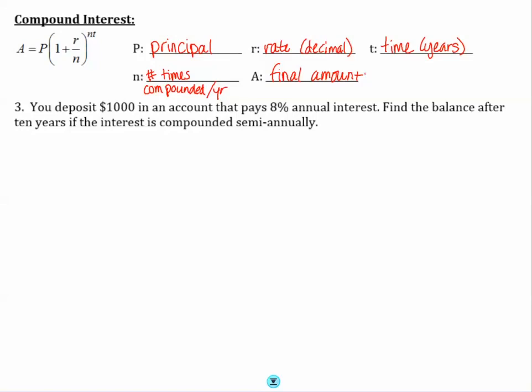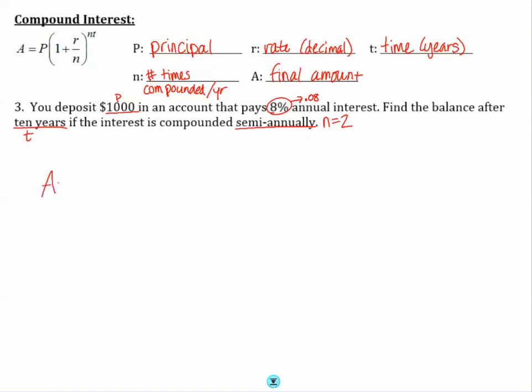You deposit $1,000 into a bank account that pays 8% annual interest. Find the balance after 10 years if the interest is compounded semi-annually. So 1,000 is going to be our principal. That's how much we started with. 8% is our rate, so we're going to use 0.08 for R. We're looking at the balance after 10 years, so that's T. And the interest is compounded semi-annually. So at the beginning of the notes, we said that semi-annually means twice a year. So for this, N will equal 2.